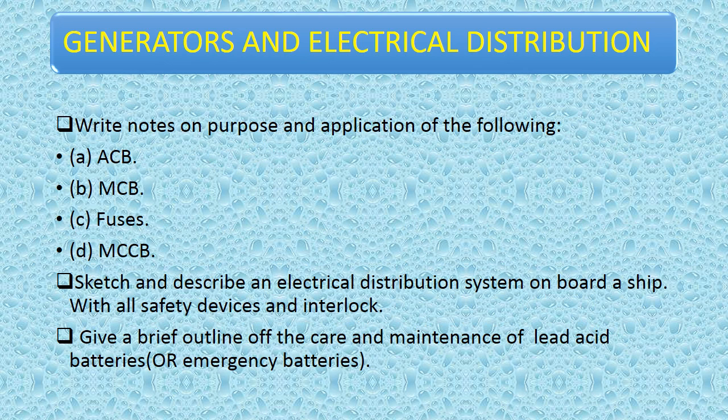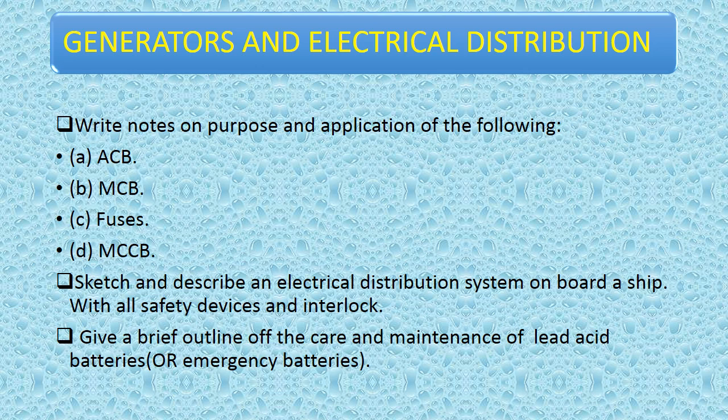Now we are going to see the generators and electrical distribution related questions. So mostly all electrical questions. Write notes on the purpose and application of following: ACB, air circuit breaker; MCB, miniature circuit breaker; fuses, and MCCB. Sketch and describe the electrical distribution system on board a ship with all safety devices and interlocks. You have to enumerately describe the safety devices and interlocks in the system.